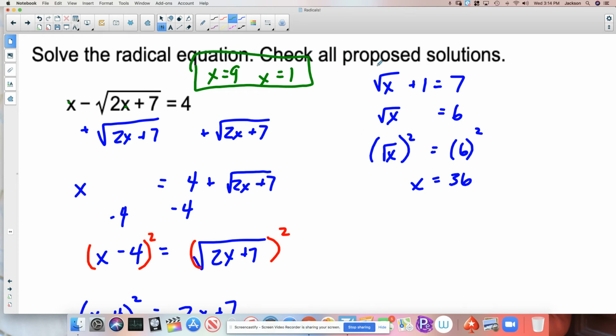The one thing when they say check all proposed solutions, what they're saying is, okay, make sure that whatever number you get as a solution, when you plug it in here, you're not having to take the square root of a negative number, right?